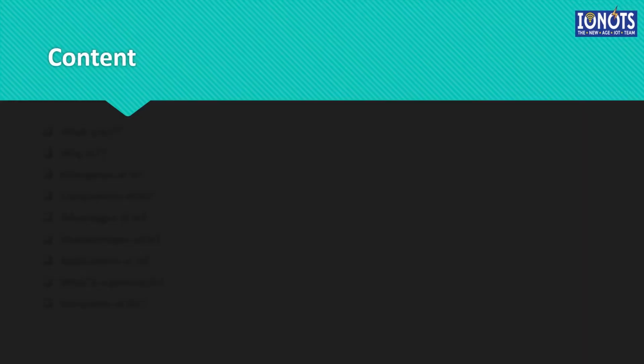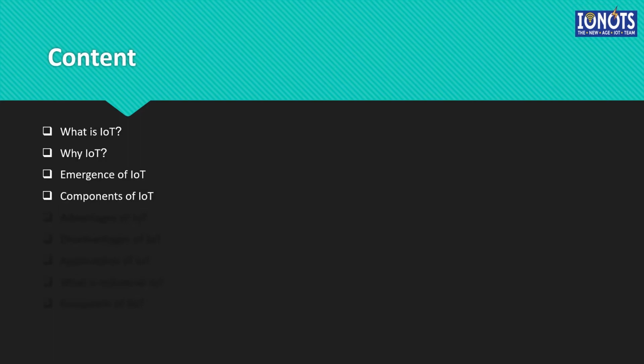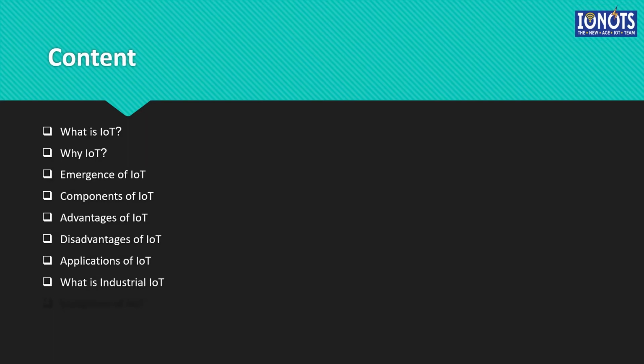We'll first start off by looking at the content of this particular module so that we can structure our studies as we carry on with our slides. We'll start a discussion by talking about what is IoT. Then we'll talk about why do we need IoT. This will be followed up by talking about the emergence of IoT. Then we can carry on a discussion to talk about the different components of IoT. Then we can discuss some advantages of IoT, and along with it, we can also discuss some disadvantages of IoT. We'll continue the discussion by looking at the applications of IoT and finally come to a conclusion by looking upon what exactly is industrial IoT and what is an ecosystem of IoT.